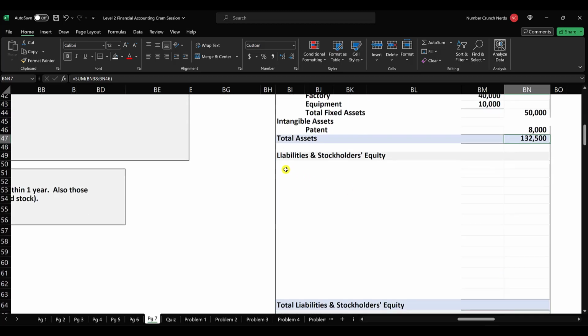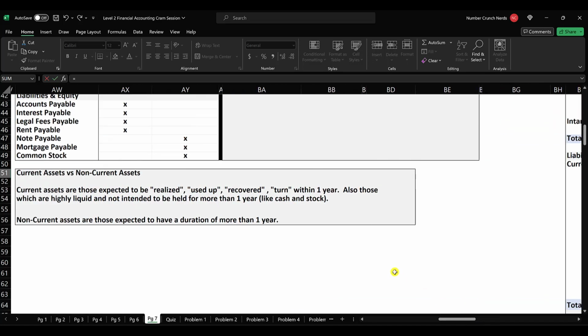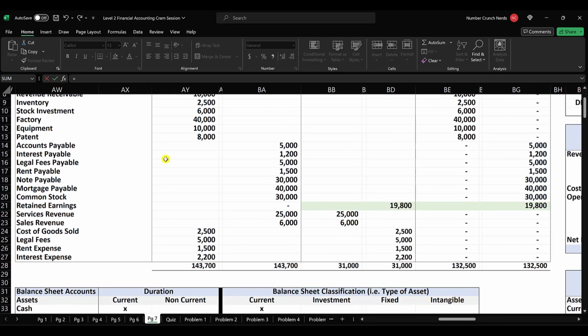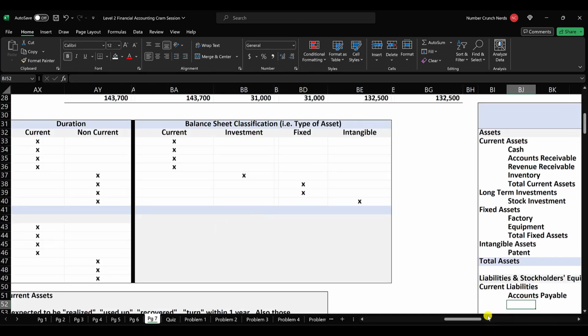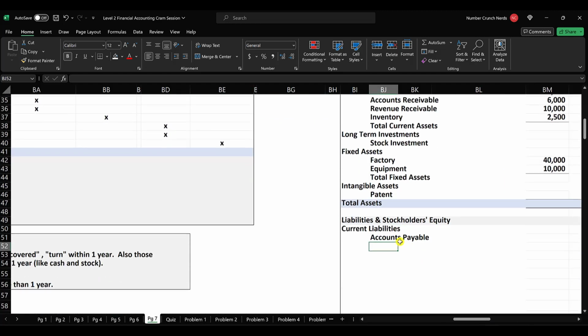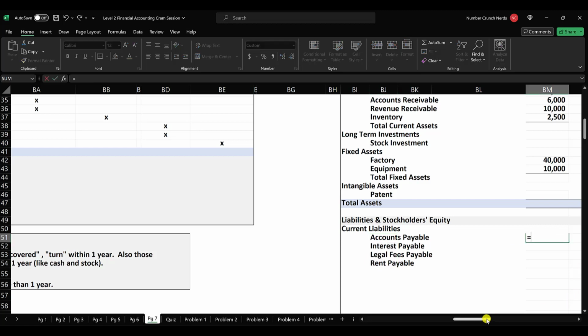So the first thing on the liability section is going to be current liabilities. And then we're going to go over to our trial balance, and we're going to grab all the current liabilities that are on there, of which I believe we have several. Starting with accounts payable, 1, 2, 3, 4. We have 4 of them total. Okay, so I'm going to go here. I'm going to drag this down 4. There's all of our current. I'm going to go to the subtotal column.